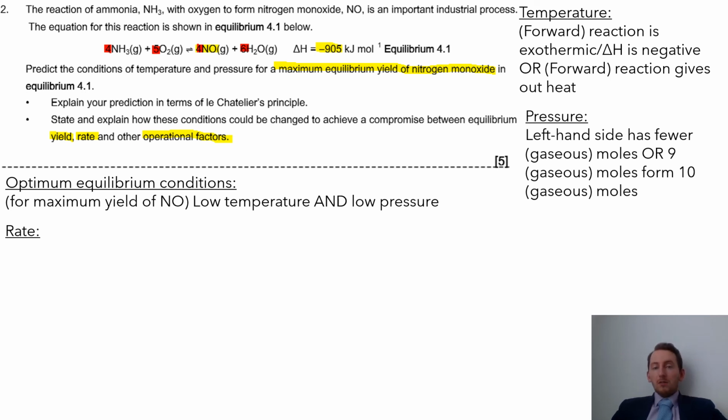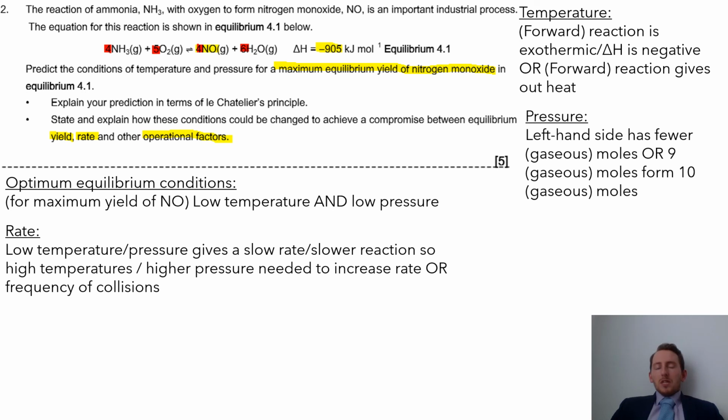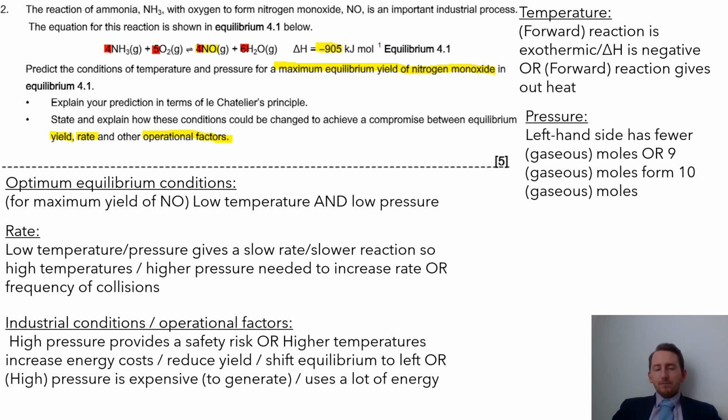So we're mentioning yield, the equilibrium yield. And then we're talking about the rate. Well, as we say, low temperature and low pressure will give us a low rate. So we need to maybe increase temperature a little bit and also the pressure a little bit, so that we get the reaction going and it's actually somewhat speedy. Now there are other industrial conditions, operational factors. This is something that they can throw in there just to see if you can handle it. And all we've got to do is talk about the things mentioned in the question.